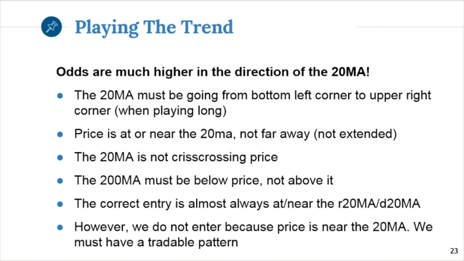And the 200 MA, you want it to be below price also, not above it. We're going to talk about the 200 MA in a little bit, so you'll understand why that's important. And remember that the correct entry is almost always at or near the rising 20 MA when playing long or the declining 20 MA when playing short. However, we don't enter simply because price is at the 20 MA. We must have a tradable pattern at or near the 20 MA.